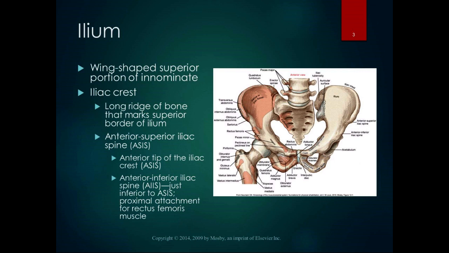The anterior inferior iliac spine is just inferior to the ASIS, and it's the proximal attachment for the rectus femoris. It is a little bit more difficult to palpate just because there are muscles and things in the way. It is palpable, but it's a little bit more difficult to palpate than the ASIS.